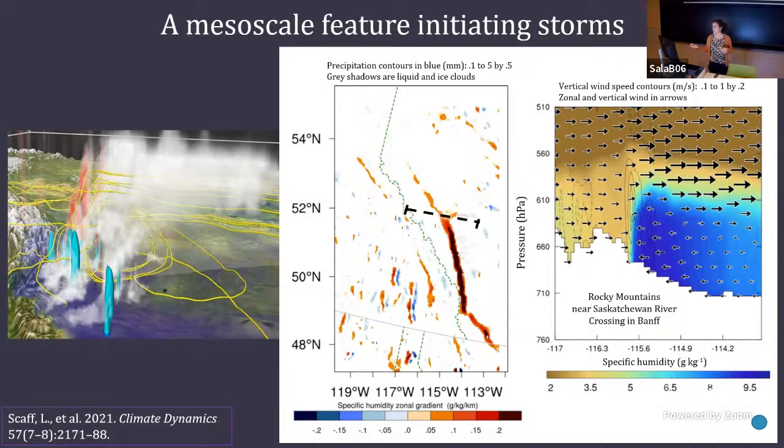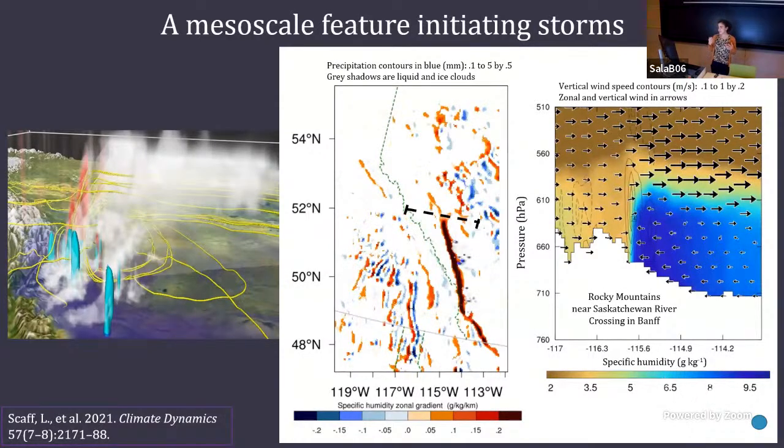And on that cross section, you can see the moisture field again in colors. So a strong gradient is right there at the foothills, and then the wind is narrow, so the convergence region is right where the moisture gradient is, as we can expect. And then the black contours are vertical velocity.